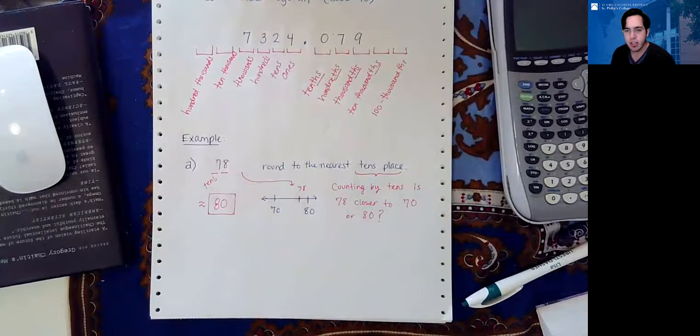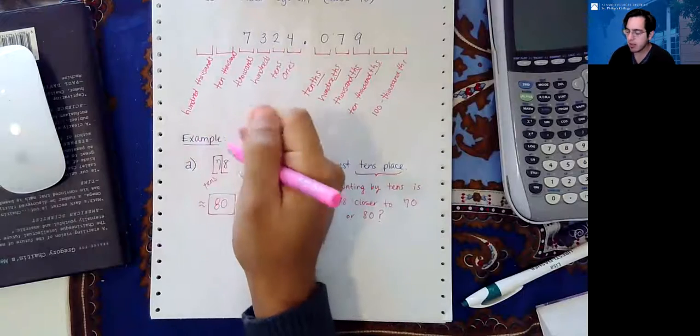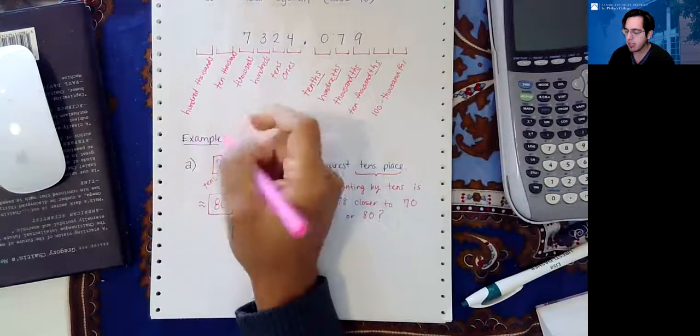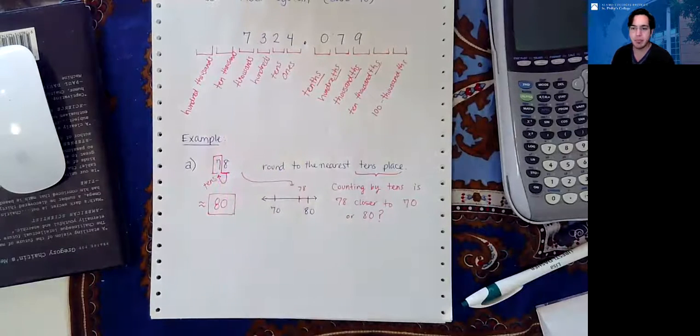Okay. The other way that you might have done it is said, okay, if we're interested in the tens place, you go over to your neighbor, and if that is 5 or more, you can bump this number up by 1. Okay. Both of those mean the same thing.